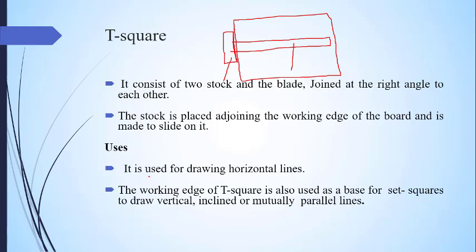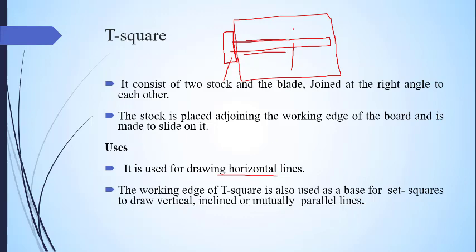Uses of the T square: it can be used for drawing horizontal lines. For example, this is a T square. You can draw a horizontal line here, or here. It also provides a working edge. The T square is also used as a base for set squares to draw vertical lines, inclined lines, or mutually parallel lines.